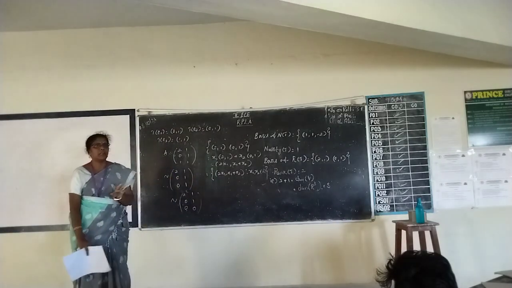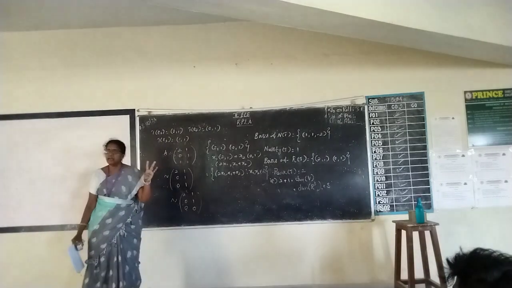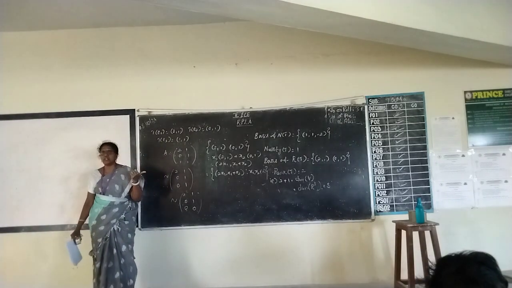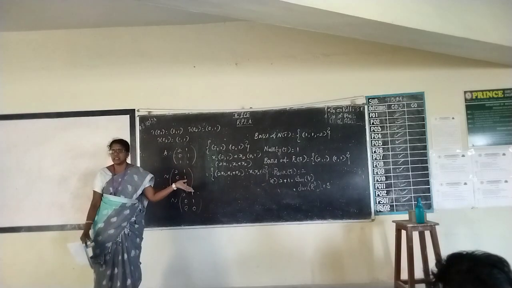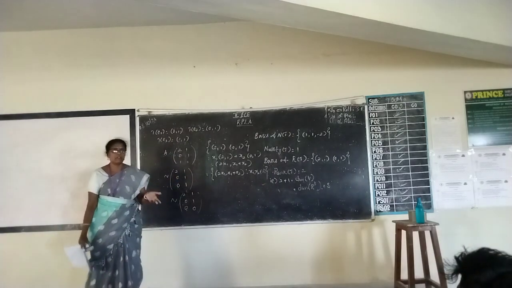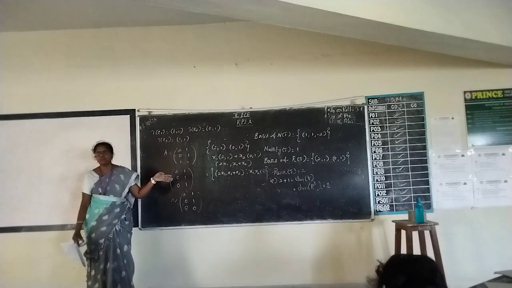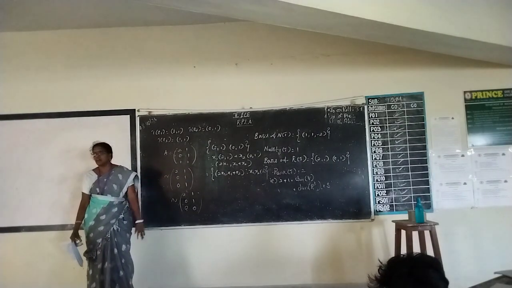All the other problems will deal with null space, range, nullity of T and rank of T. In some problems we verify the dimension theorem. That is very easy. Just add them; if the sum is equal to the dimension of the domain, then it is verified, otherwise it is not verified. Any doubt?